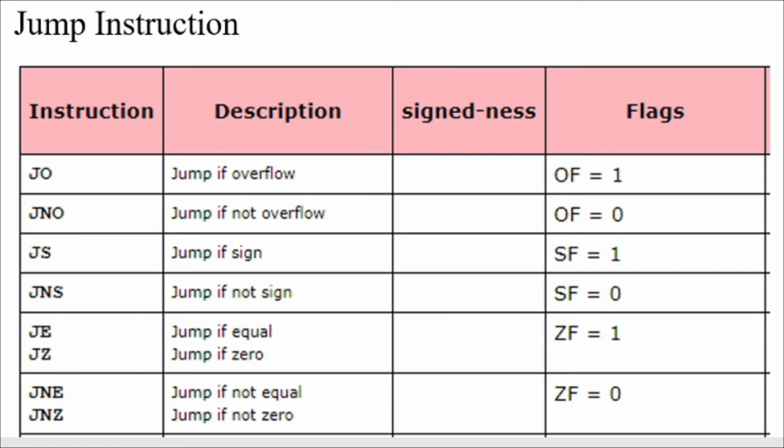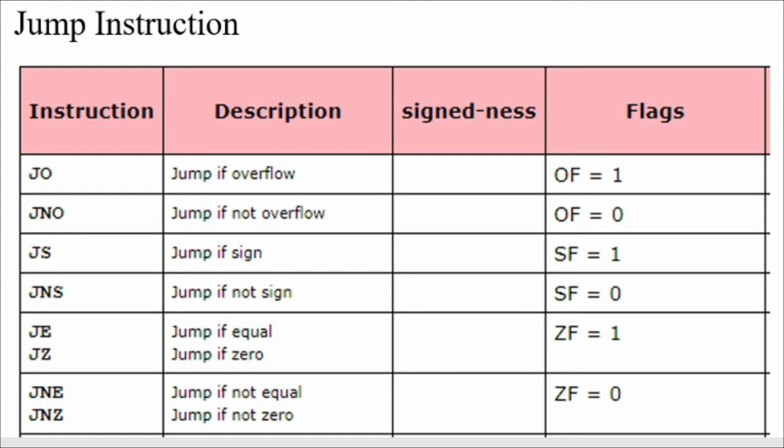Okay, next is the counterpart of JO, JNO. So jump if not overflow, or the OF flag is equal to 0. Next is JS, so jump if it's signed or the SF flag is equal to 1. Next is JNS, jump if not signed, and that is if SF is equal to 0.